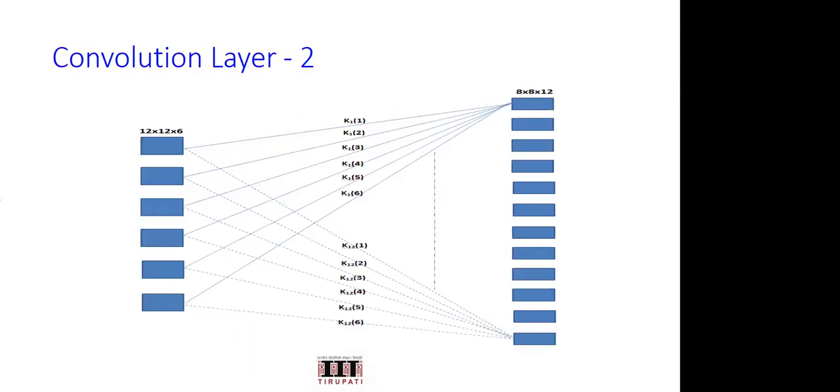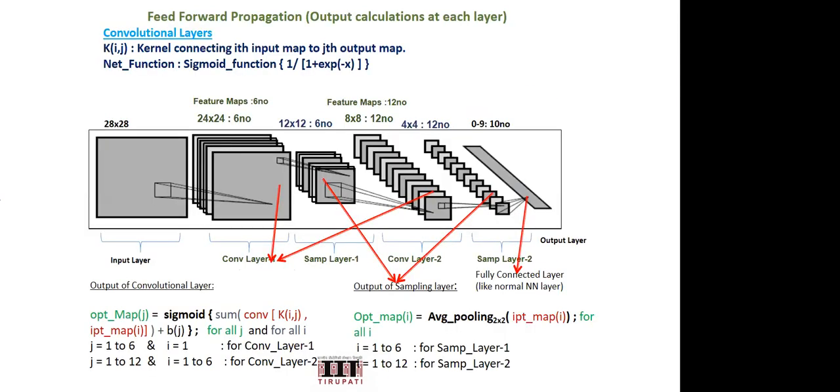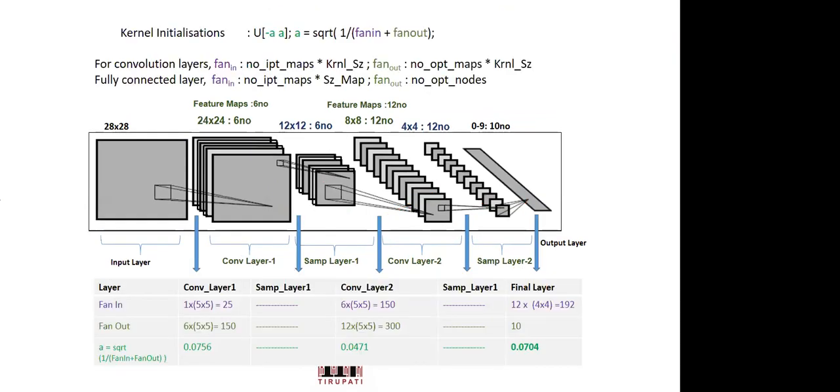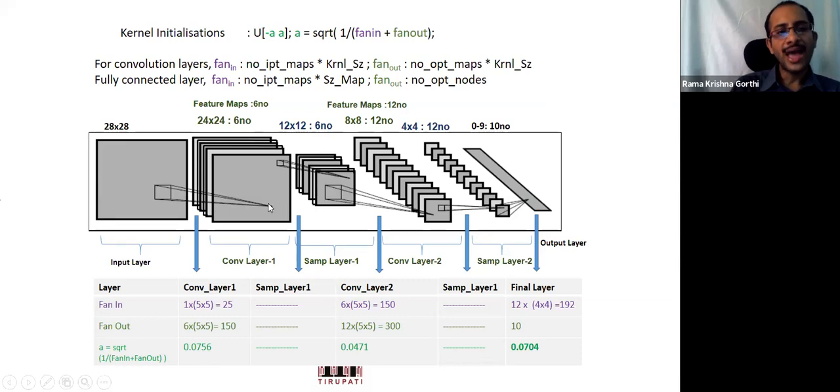Sir, small question. What does fan out actually represent? Fan out is this: the kernel is used to get the 6 maps, right? So you actually have 6 kernels, each of them 5 cross 5. That is essentially captured here.